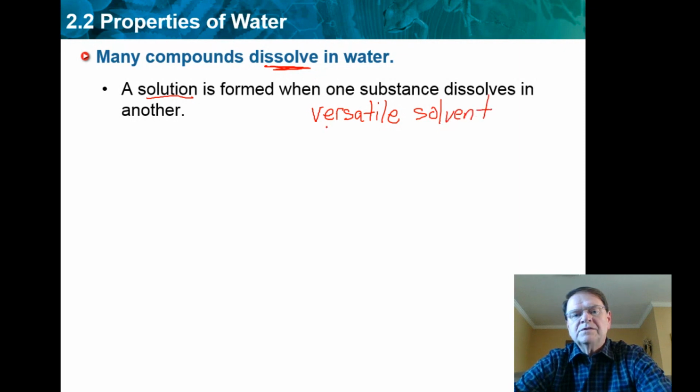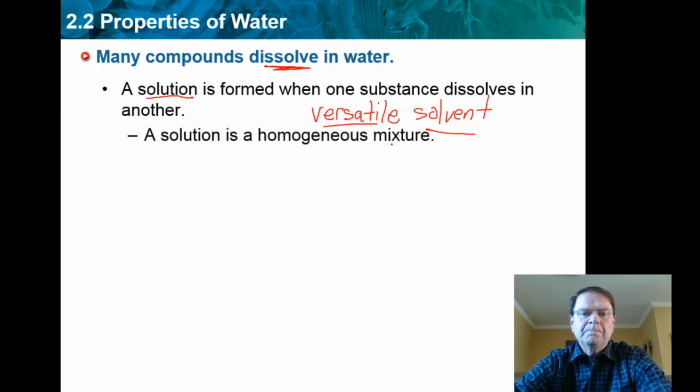Jot that down. That's going to be a keystone term that you're likely to see. Versatile means that water is able to dissolve many, many kinds of different substances. Keep in mind, what we mean by a solution is that it's a homogeneous mixture. In other words, if something is a true solution, you don't need to shake it up.